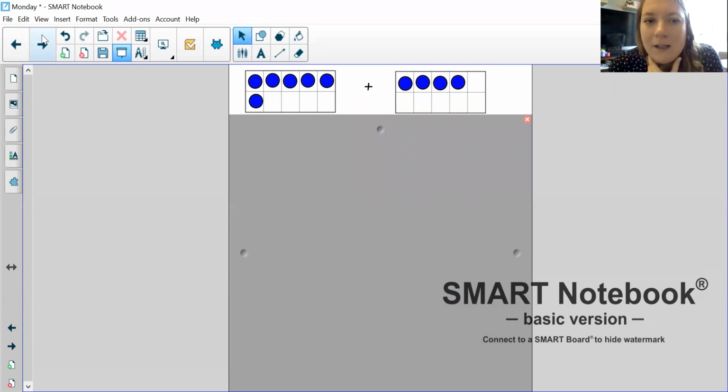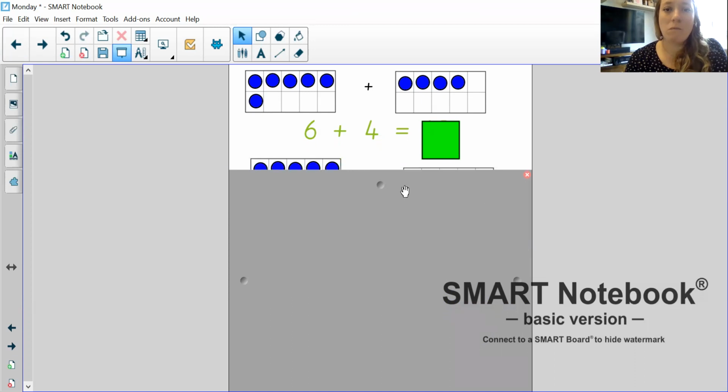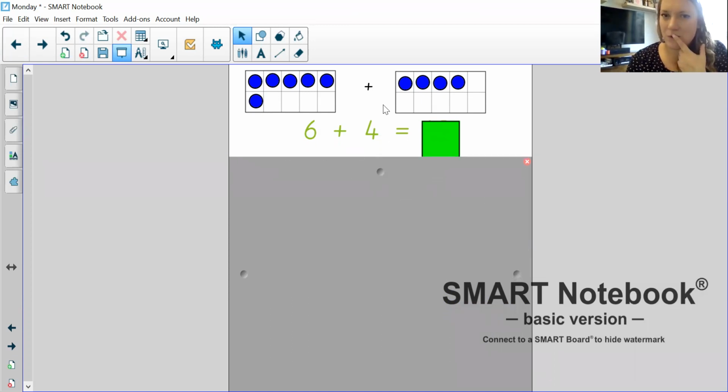I must do some adding. Let's try and figure out what this question's asking me to do. How many ones are in this tens frame? That's right, there are 6. 6 add something. What's in the other tens frame? That's right, it's 4. 6 add 4. Let's just double check. Fantastic. 6 add 4. What's 6 add 4?